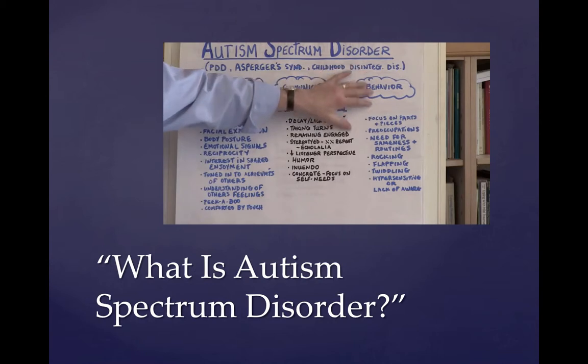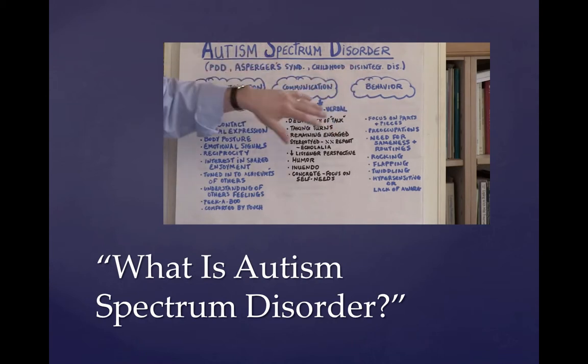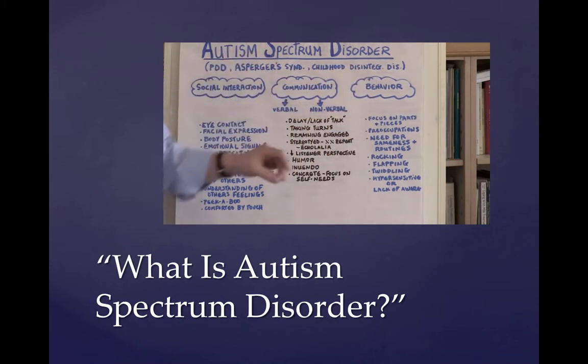In terms of their behavior, very often individuals on the autism spectrum focus on parts or pieces of things and not the whole. They may focus on a button on a shirt, or they may focus on the wheels of a truck, but not necessarily how that truck works or that a button is part of a piece of clothing that has a particular function.